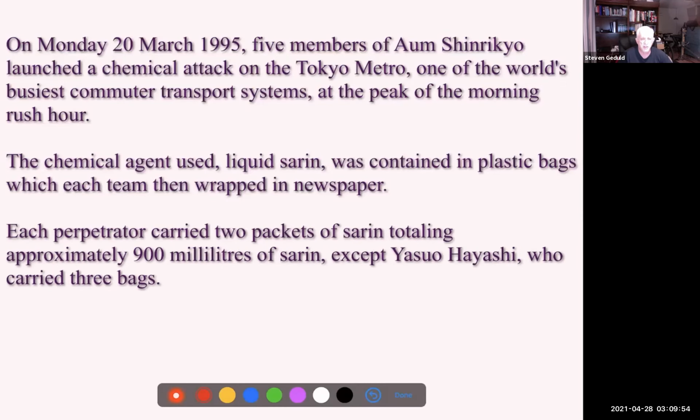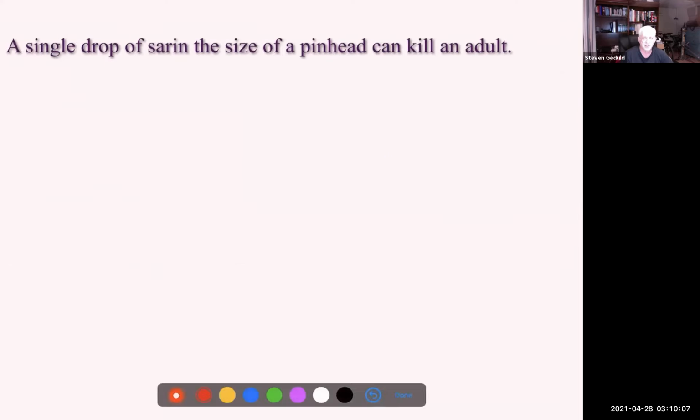Each perpetrator carried 2 packets of sarin, totaling approximately 900 milliliters of sarin, except Yashi Hasuko, who carried 3 bags. He must have been the leader. A lot of the sarin gas is very deadly. A single drop of sarin gas the size of a pinhead can kill an adult. So 900 milliliters is a tremendous amount of sarin gas. They can kill a lot of people.